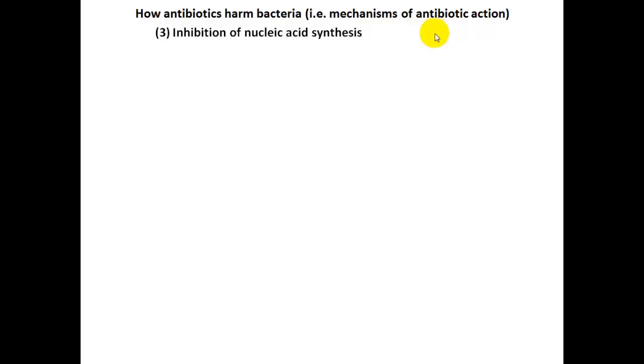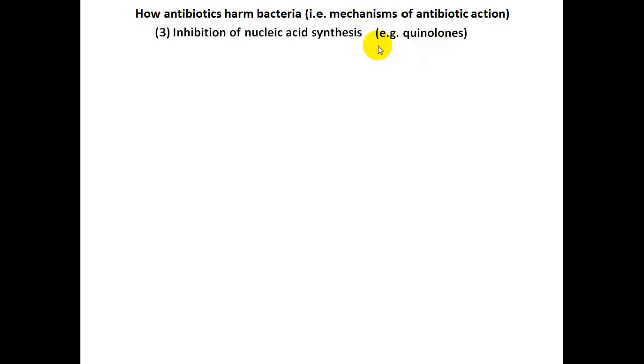So mechanism number 3, a third way that some types of antibiotics harm bacterial cells is by inhibiting the nucleic acid synthesis of the bacterial cell. And an example of an antibiotic that works in this way is something called quinolones. So quinolones are actually a big class of antibiotic. Quinolones, just a fun fact, are often used to treat urinary tract infections.